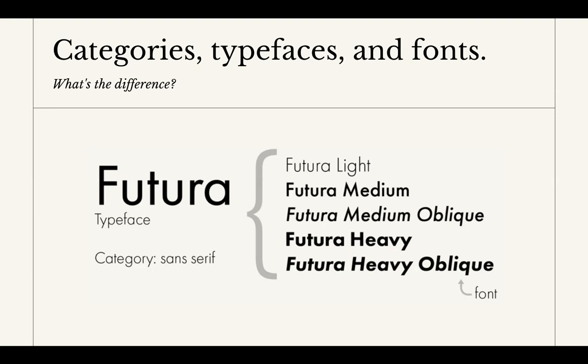A typeface is sometimes called a family of fonts. In a typeface, there are some variables between the different fonts. Here we have thin variations, bold variations, and also oblique or italic variations. All of these together make up the typeface of the font family. Each of these family members is a specific font. So there you have it, the difference between type categories, typefaces, and fonts.